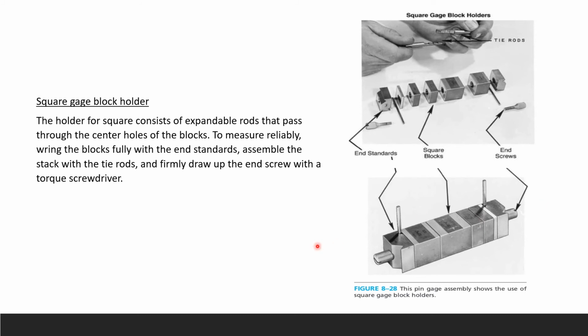The holder for a square block consists of expandable rods that pass through the center. You can see the hole in the block very clearly right there. And to measure reliably, ring the blocks fully with the end standards, and assemble the stack, okay, with the tie rods. So these are your tie rods, and firmly draw up the end screw right here with a torque screwdriver. He's got the screwdriver in his hand. So anyway, that's how you use your square gauge block holder.